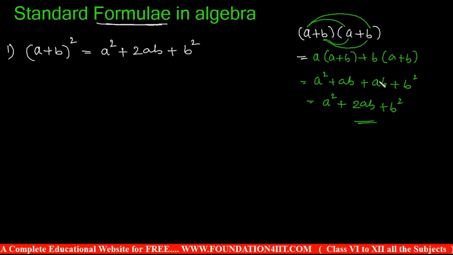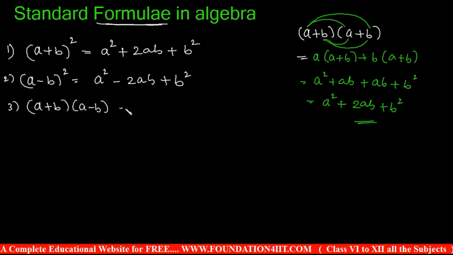So instead of giving each and every calculation, I'll just write the formulas directly. You just learn from this. Now the second is (a - b) whole square. If you see the difference, it is a square minus 2ab plus b square. So plus and minus, you should know exactly where the difference is. Then remembering the formulas is easy. The third one is (a + b) into (a - b), that is a square minus b square. All the list of the formulas are right here.